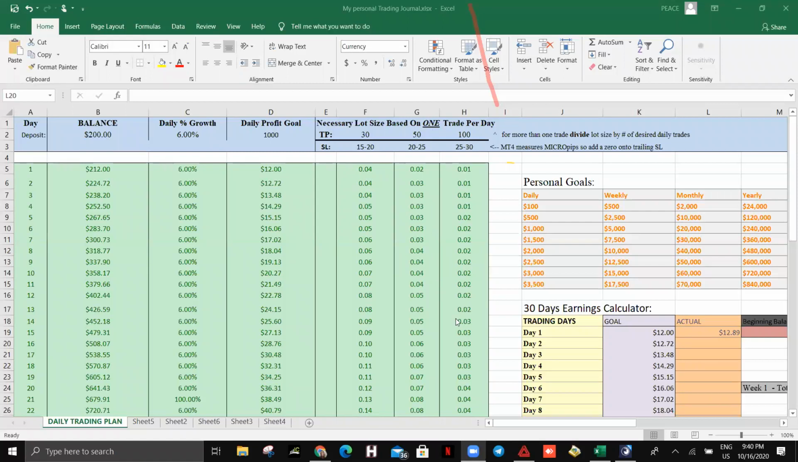Don't worry about the pairs. I'm going to tell you. We'll get to that level. You could be a scalper. You could be an intraday trader. You could be a position trader.